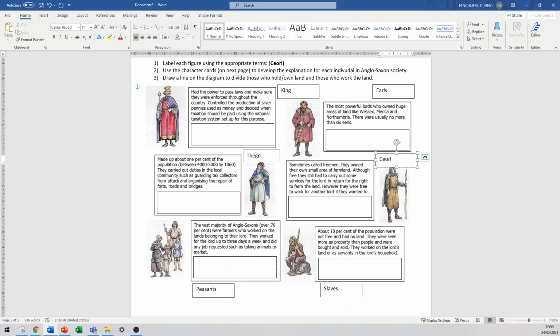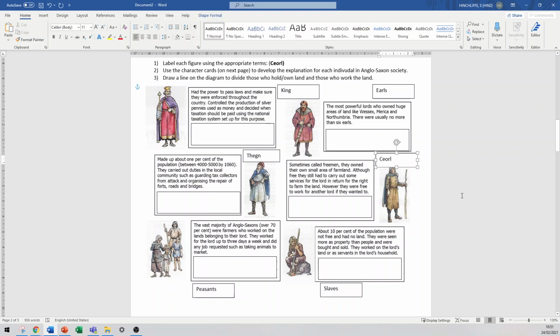So the Earl is above the peasants. They are technically free. They have a little bit of land, but they still have to do some services for the king and the earls as well. So that's the makeup of society.